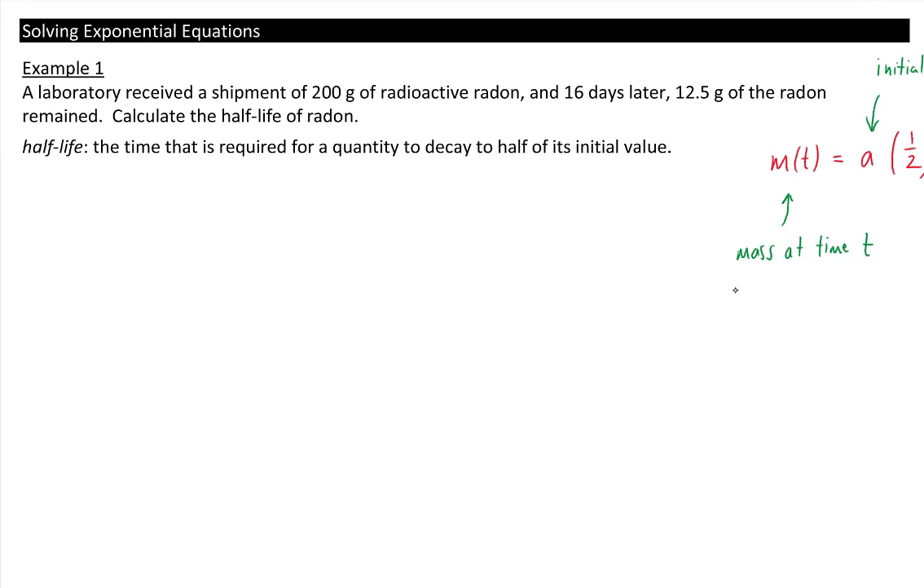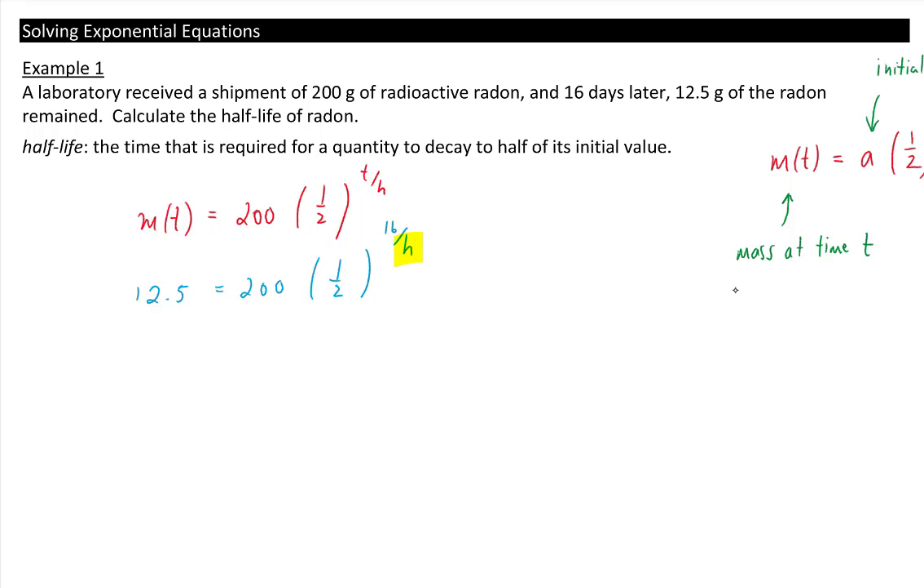Using that formula, we have that m of t is equal to 200, its initial value, times 1/2 to the exponent of t divided by h. And we know that 16 days later, there's 12.5 grams left of the radioactive material. So we have 12.5 equals 200 times 1/2 to the exponent of 16 over h, where h is the half-life. So our goal is to isolate for the variable h.